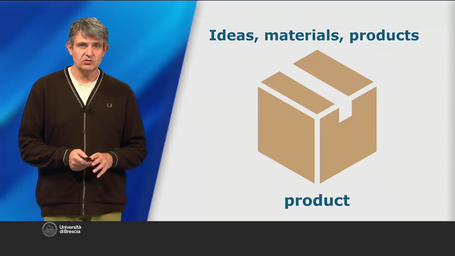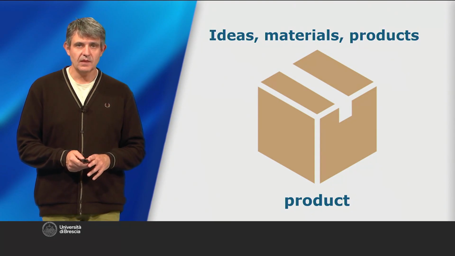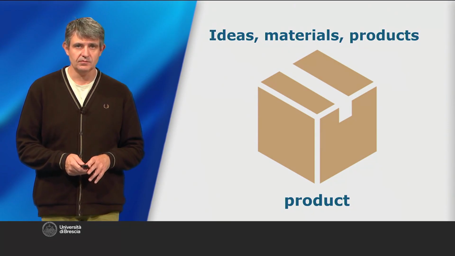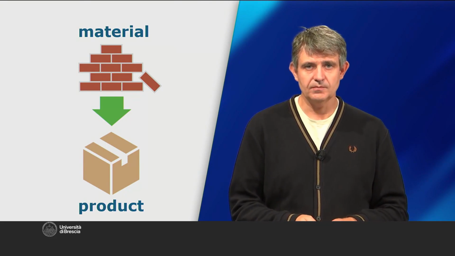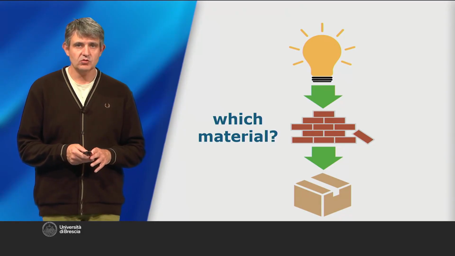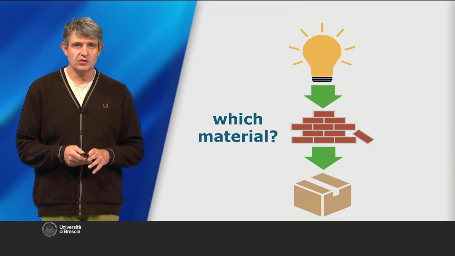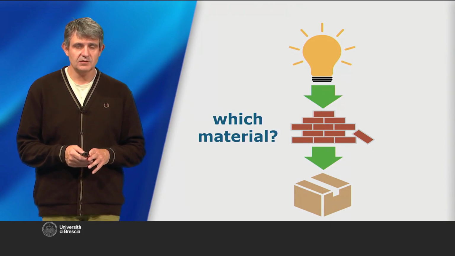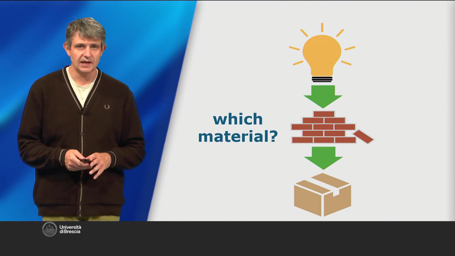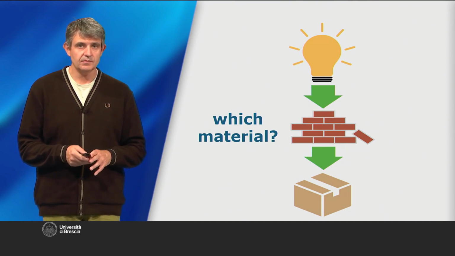So let's start with a few simple definitions. A product is an object made by humans, either by hand or with machines, to serve a specific purpose. A material, on the other hand, is a natural or artificial substance used to make components or structures. To conceive, design, and create a product means turning an idea into something tangible. The choice of material is a crucial design aspect, as it allows you to optimize the product in terms of performance, cost, and manufacturing processes.